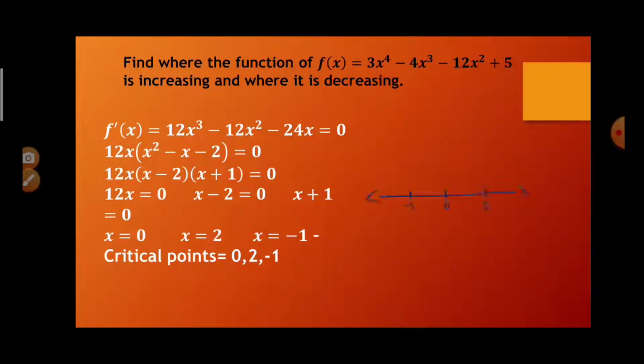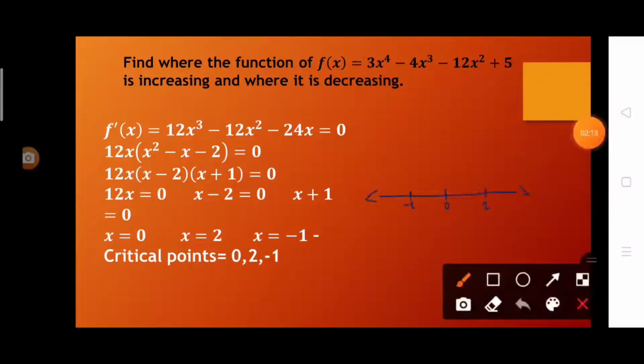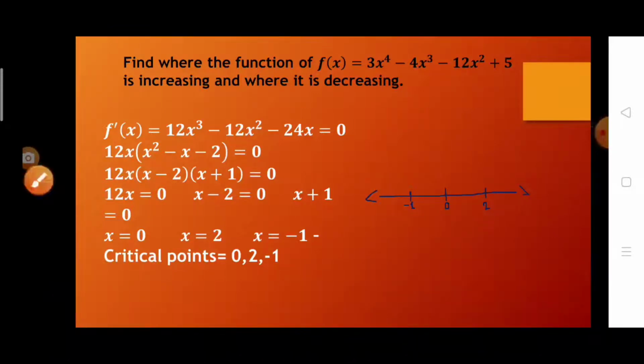So look at this graph. This is our critical values, 0, 2, and negative 1. To get the perfect graph, we will need to test some numbers so that we can plot our graph. So I have here the test numbers. First is f prime of negative 2, f prime of negative 1 half, f prime of 1, and f prime of 3.